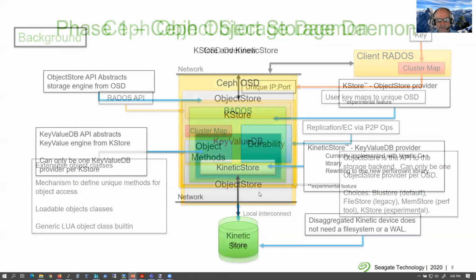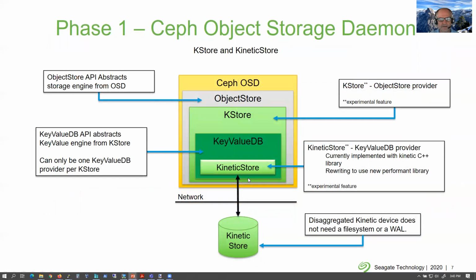So that's what we're focusing on in this research, is that we're essentially using the K-Store implementation. And inside K-Store, they implement another object class called Key Value DB, which abstracts the K-Store away from individual key value database implementations. With this class, I can essentially bring up a K-Store on top of RocksDB, LevelDB, Memcache, or Kinetic. So again, in this research, I'm focusing on utilizing the Kinetic store.